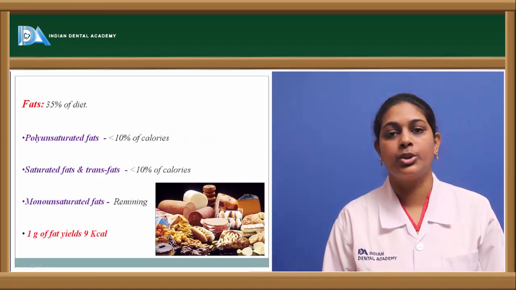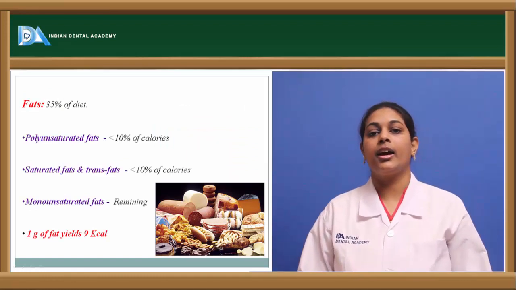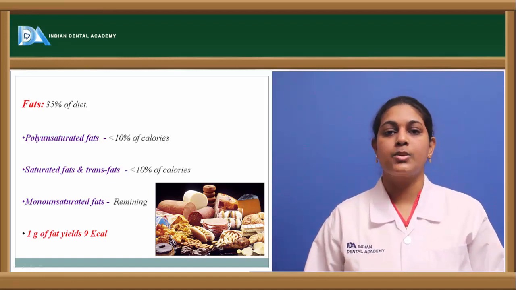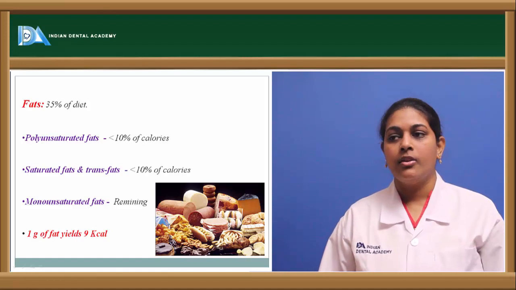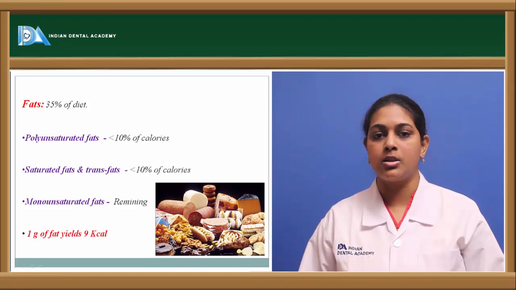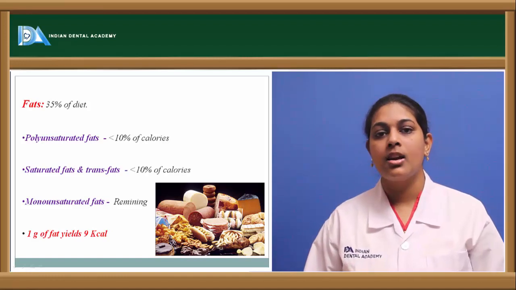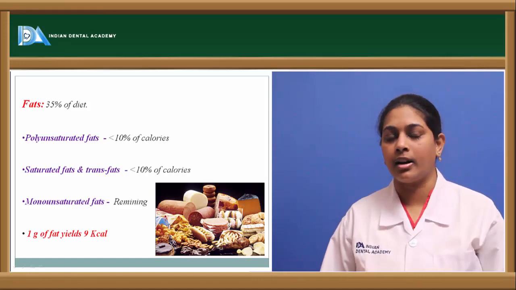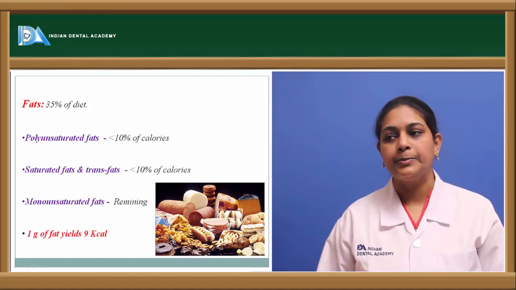Coming to fats, which constitute 35% of all the diet in the human body. They are further classified into polyunsaturated fats, saturated fats, and trans fats, as well as monounsaturated fats. The polyunsaturated fats usually comprise less than 10% of all the calories being consumed. And coming to saturated fats and the trans fats, they constitute less than 10% of the calories, whereas monounsaturated fats constitute the remaining percentage of the total fat which is being consumed. So 1 gram of fat yields 9 kilocalories of energy per day.